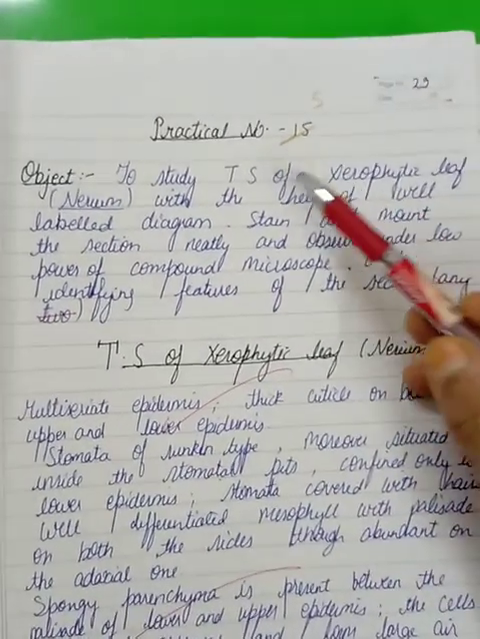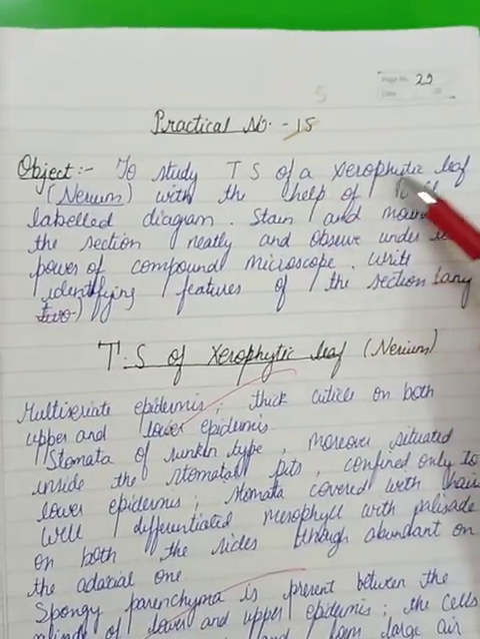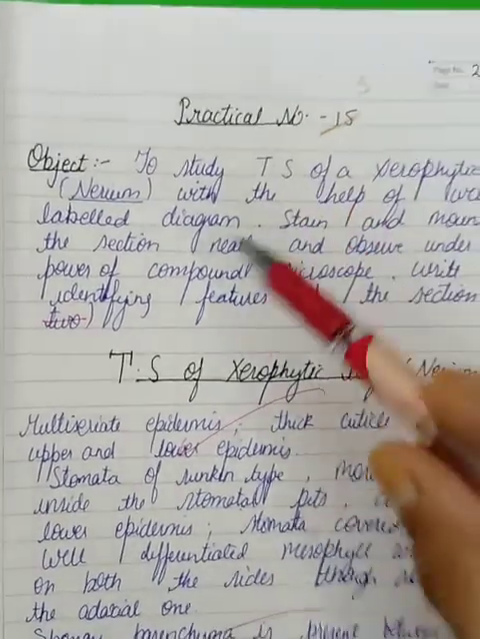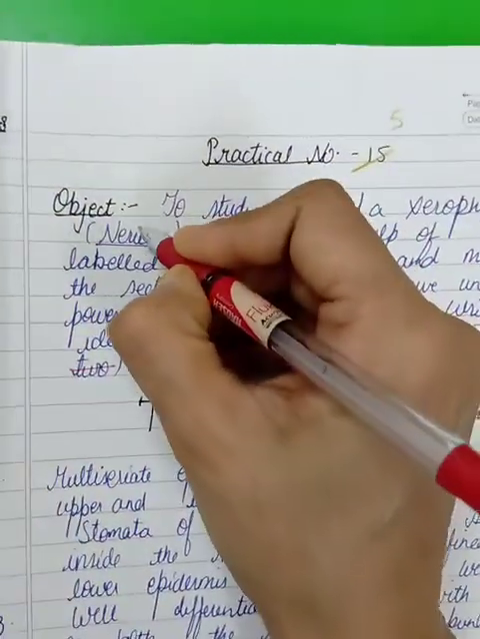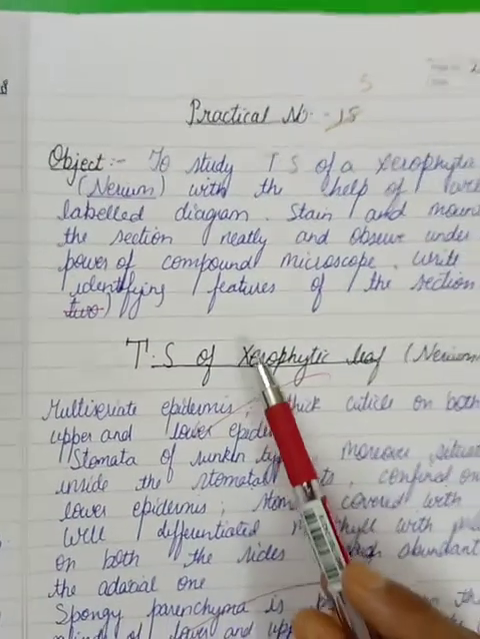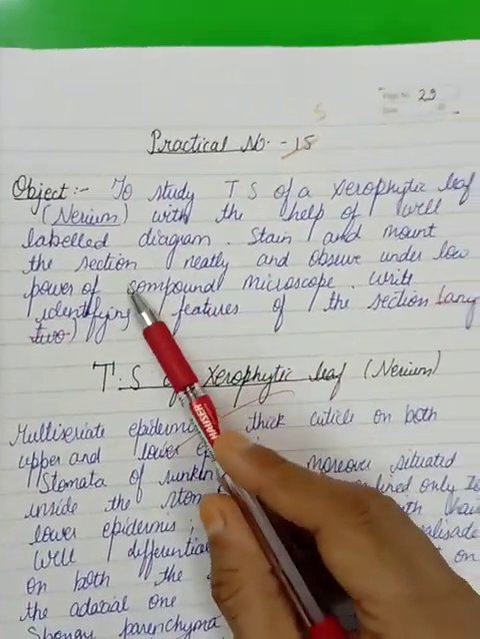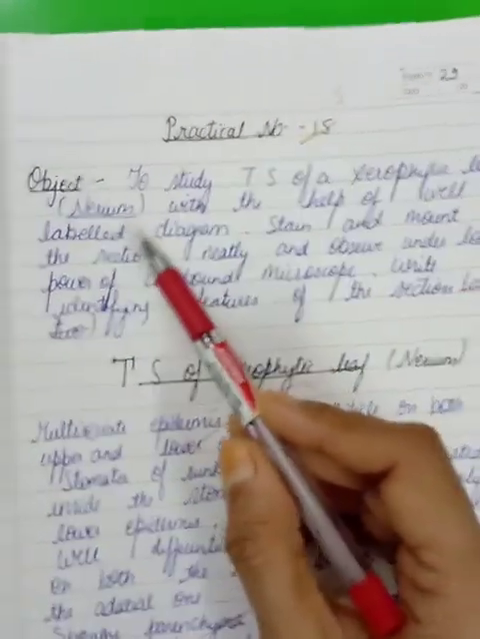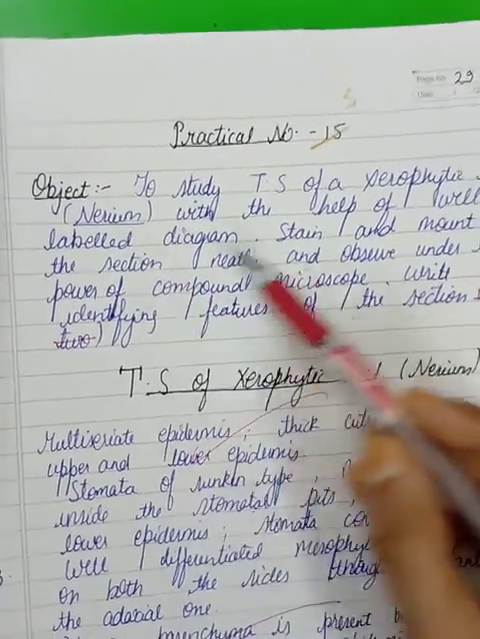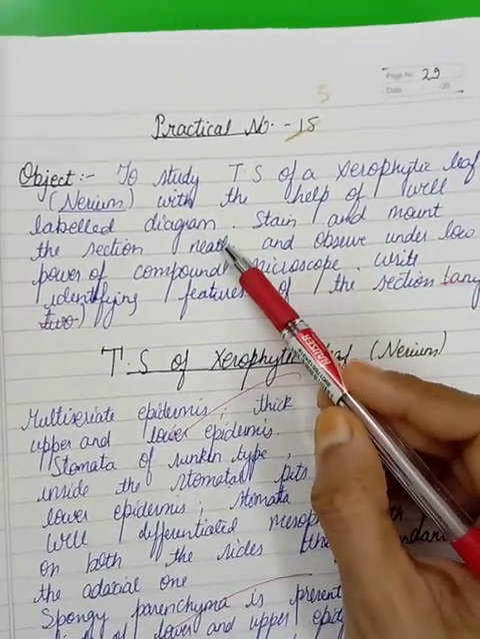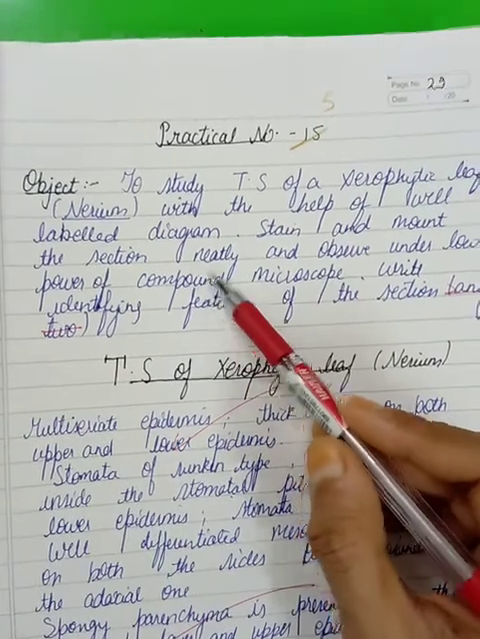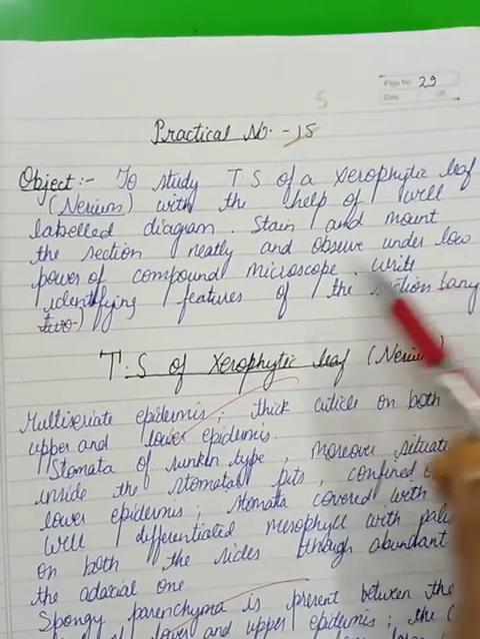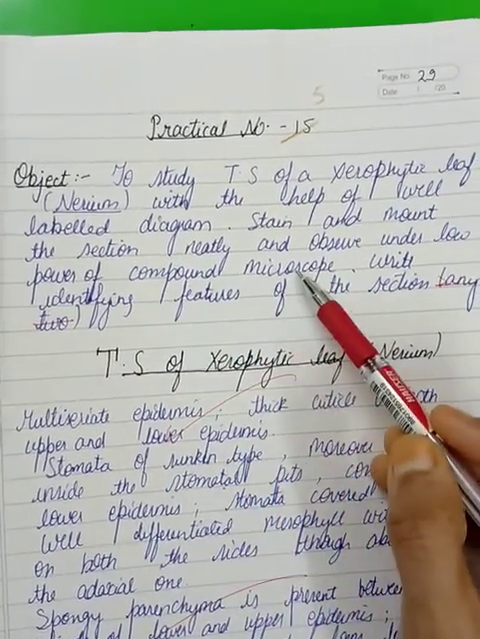Object once again, to study the TS of a xerophytic leaf, Nerium. I'm sure you remember this while studying photosynthesis. In class 10th, you have studied about stomatal hairs and sunken stomata. So same leaf, Nerium or oleander, with the help of a well-labeled diagram. Stain and mount the section neatly and observe under low power of compound microscope.